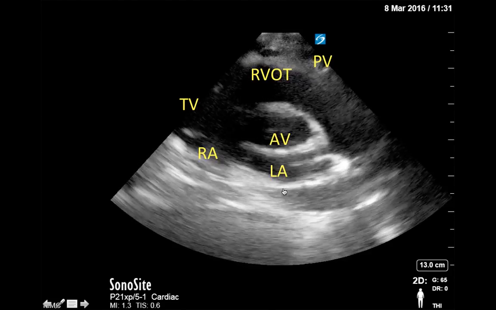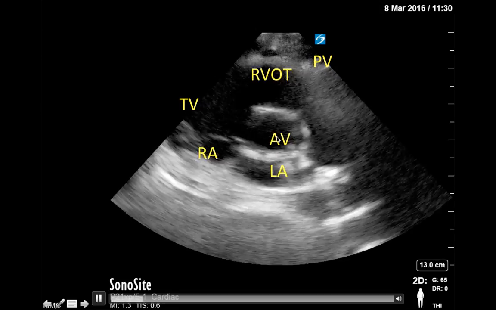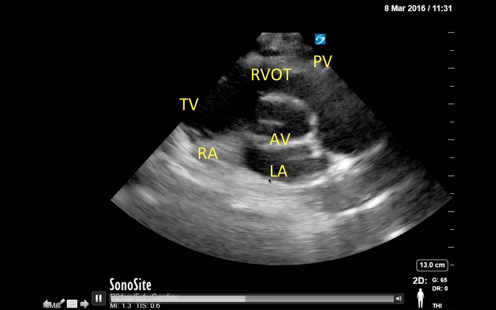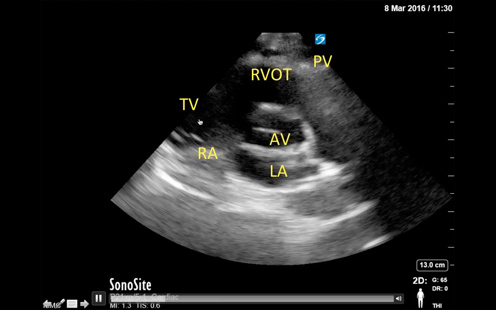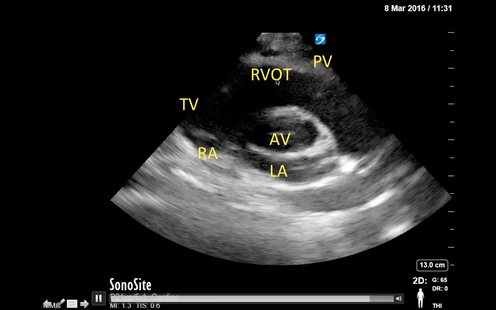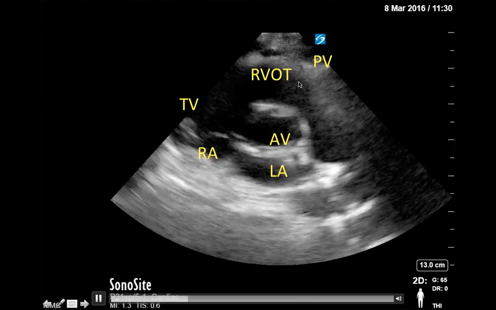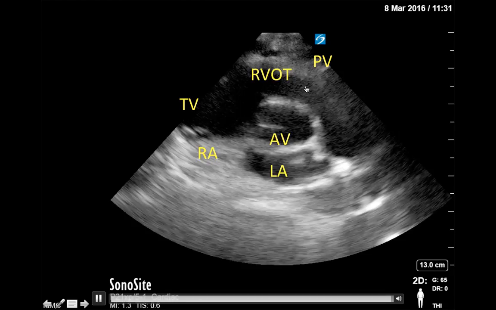Focusing on the base of the heart, you can see the aortic valve right in the center. Posteriorly, you can see the left atrium, the right atrium. You can see the tricuspid valve moving right here. This is the right ventricular outflow tract. If you squint, you can kind of tell that the pulmonary valves are right here.